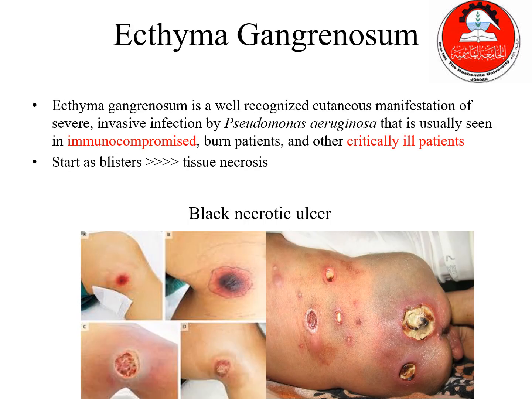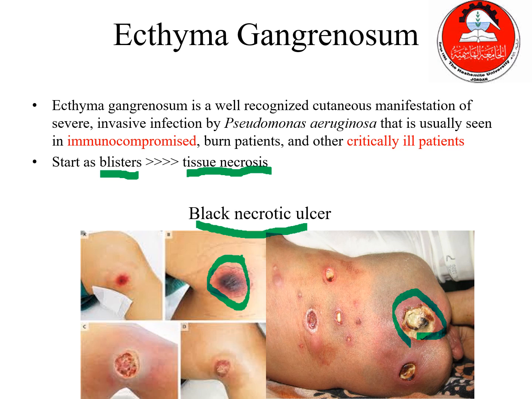Another infection, as we said, is the Ecthyma Gangrenosum, and this is seen in patients who have deep wounds or who have extensive burns and who are bedridden. So the Pseudomonas is going to cause infection into these lesions, and as we can see, it would eventually lead to what we call black necrotic ulcer. These patients are usually immunocompromised, critically ill patients, and the lesion starts with a blister, but eventually is going to lead to an ulcer with tissue necrosis, which we can see here on the margins, blackish coloration, or here in the mid of the lesion.